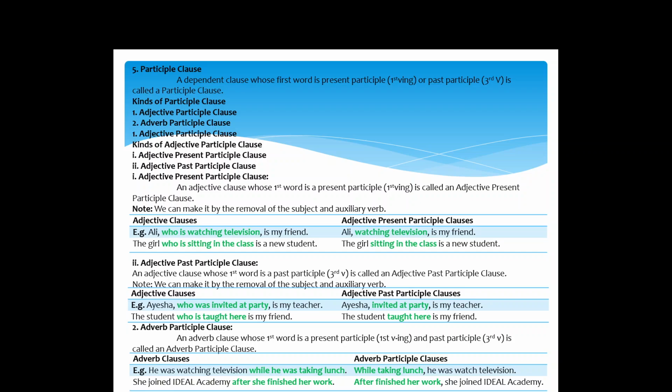Therefore we call it adjective present participle clause. I hope it is clear. If you still have questions, you can ask me in the comment box. The second kind of adjective participle clause we have got is adjective past participle clause. What is an adjective past participle clause? An adjective clause whose first word is a past participle, third form of verb, is called an adjective past participle clause.